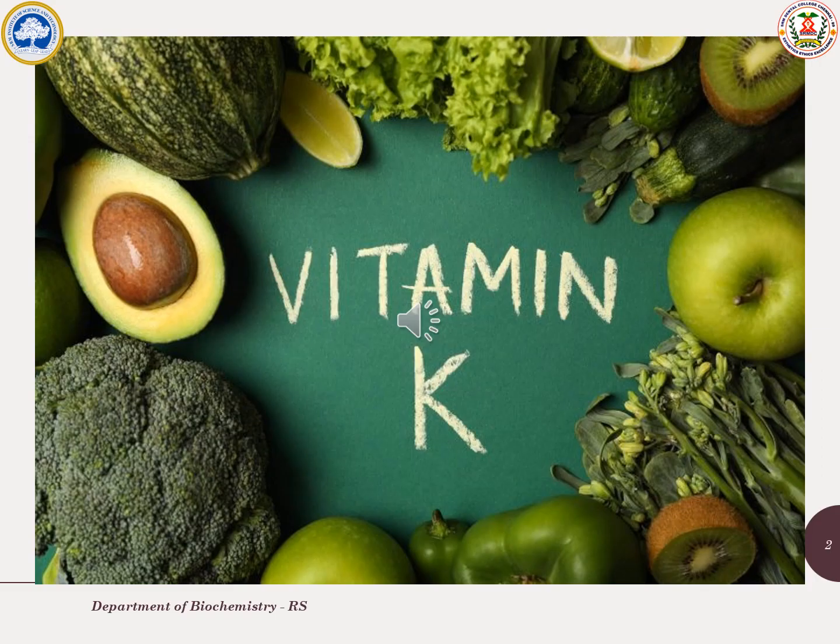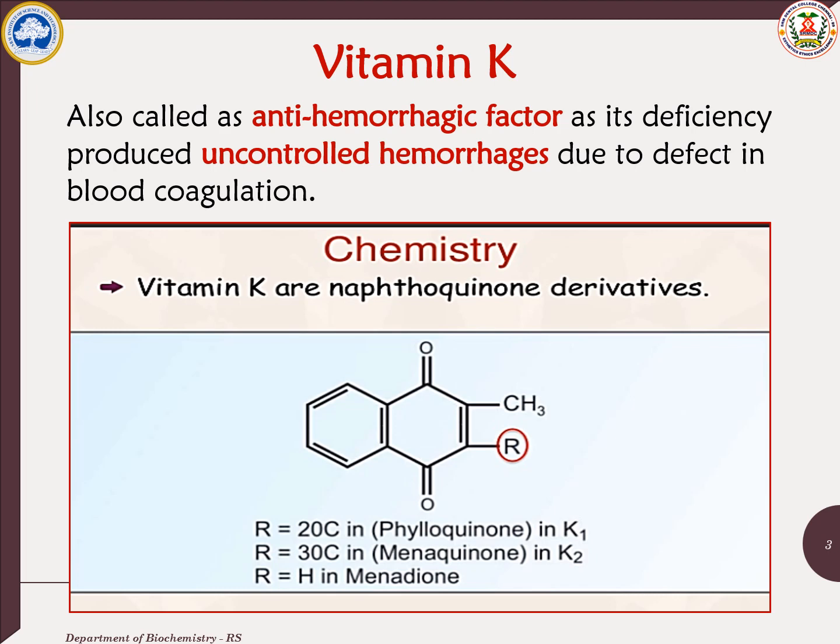As shown in the picture, vitamin K is widely distributed in all green leafy vegetables and fruits. Vitamin K is otherwise called the anti-hemorrhagic factor because it is required for the blood coagulation function. Vitamin K deficiency causes uncontrolled hemorrhage or uncontrolled blood flow.